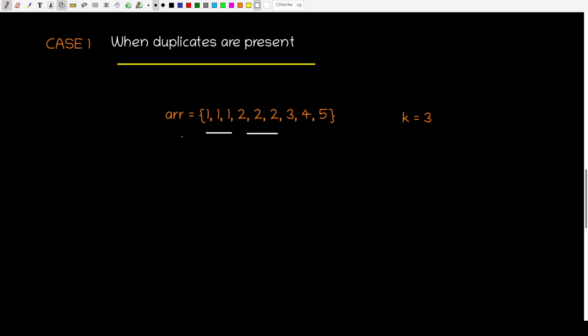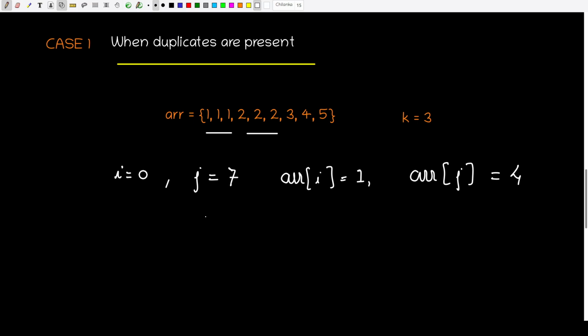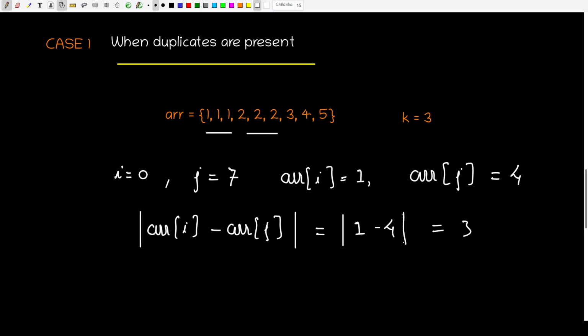If you recall from our previous discussion, using the same logic, we will come to a position where i is equal to 0 and j is equal to 7, which simply means arr[i] is equal to 1 and arr[j] is equal to 4. In such a case, the absolute difference between arr[i] and arr[j] is 1 minus 4, which is equal to 3. So this value is equal to k now.